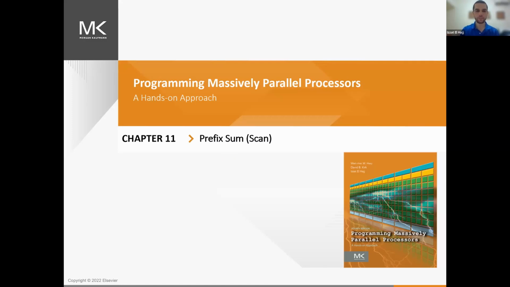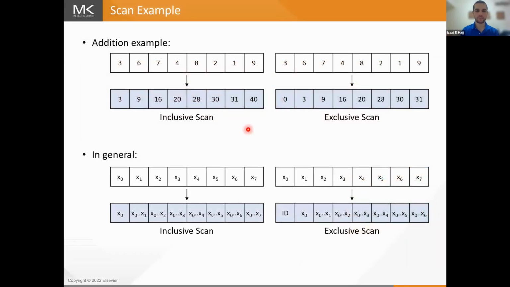So last time we introduced scan. We said that a scan operation is where, if you have some input, the output at each index is going to be some operator applied to all the elements at the corresponding index in the input and preceding it. So if our operator is addition, the output at index 3 is going to be the sum of all the elements in the input from 3 and before. So 3 plus 6 plus 7 is 16. And this is a generalization for any arbitrary operator.